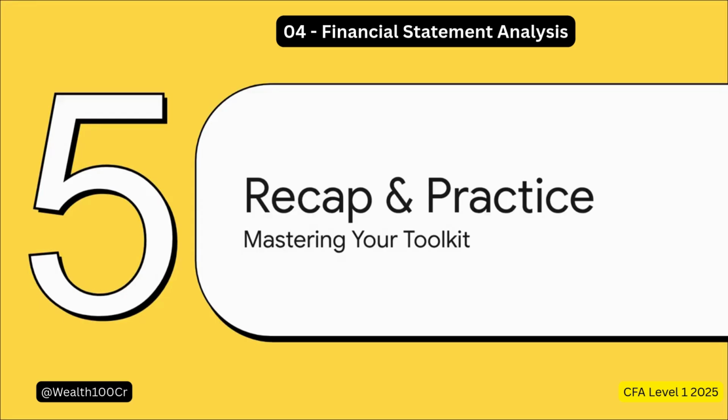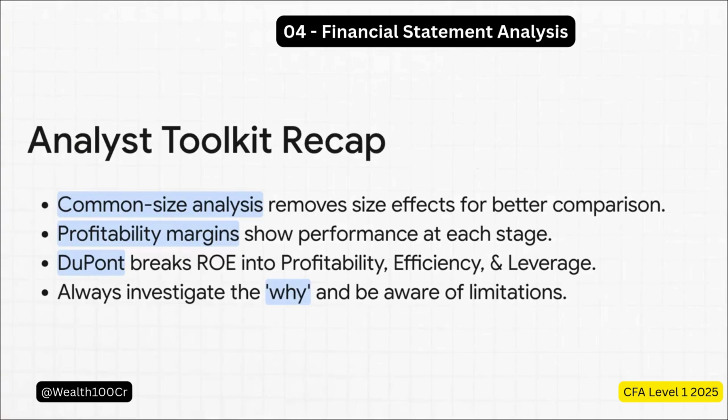Okay, that was a ton of information, but we've just added some seriously powerful tools to your analyst toolkit. Let's do a super quick recap to make sure it all sticks, and then we'll put your new skills to the test with a CFA-style practice question. So let's nail this down. We use common size statements to get that apples-to-apples comparison. We analyze our three key profitability margins, gross, operating, and net, to get that layered view of performance. We use the DuPont framework as our master tool to deconstruct ROE into profitability, efficiency, and leverage. And most importantly, our job is to investigate the why, not just calculate the what.